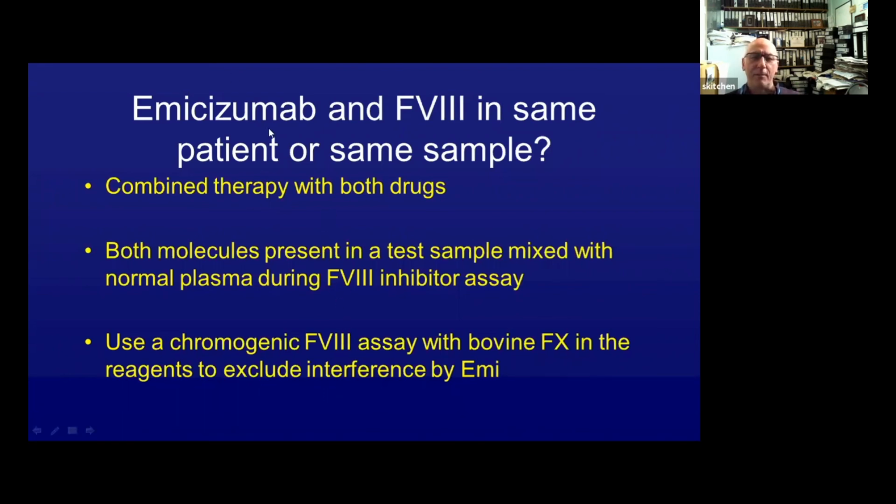recognizing that emicizumab is highly specific for human proteins, we should choose a chromogenic factor VIII assay in which bovine factor X is particularly important. The factor X is bovine, and then we can do this and measure the real factor VIII in the presence of emicizumab without interference. So another situation.